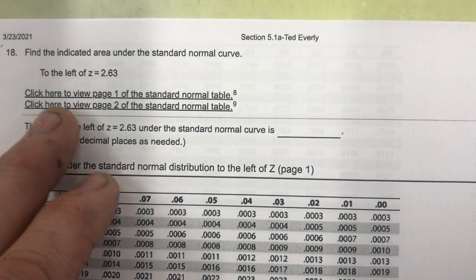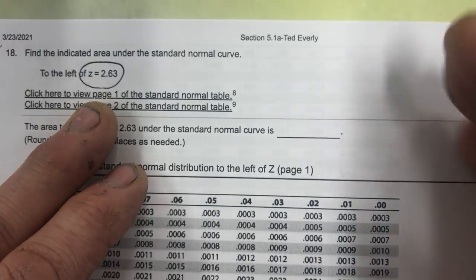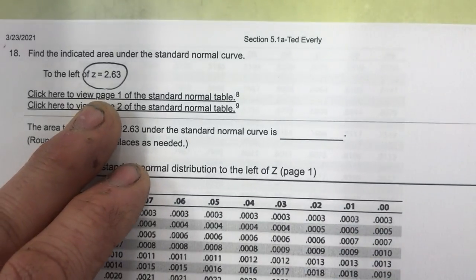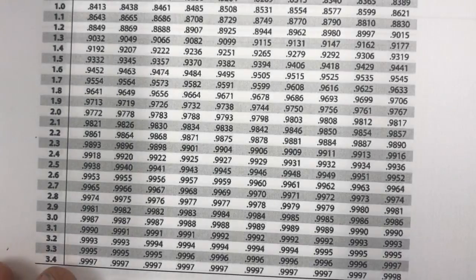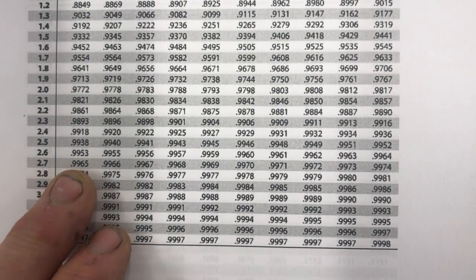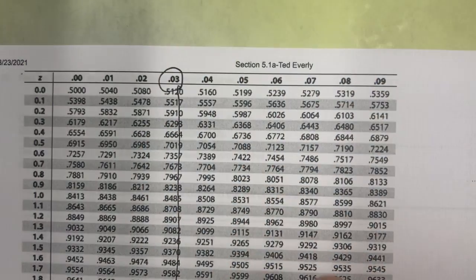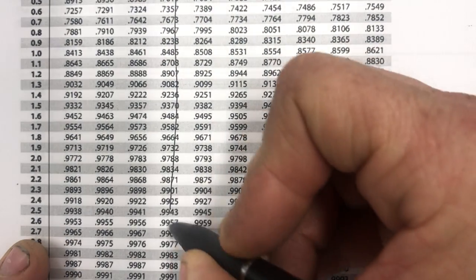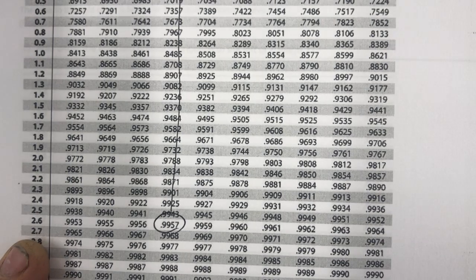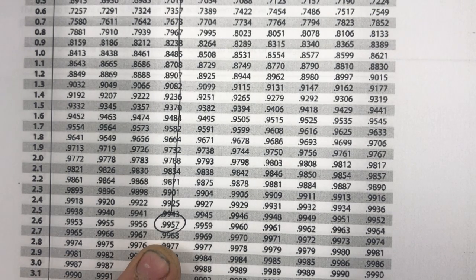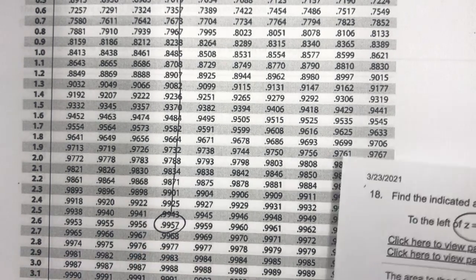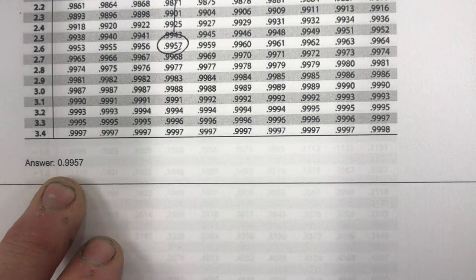Okay, to the left of this, 2.63. So to the left, that's what the table does. It goes to the left. So I go 2.63. All right, these are the negatives. Okay, 2.6. All right, here's 3 right here. So I'm going to come down this row here. 2.63 is right here. 0.9957. And there you go. You see that's right. 0.9957.